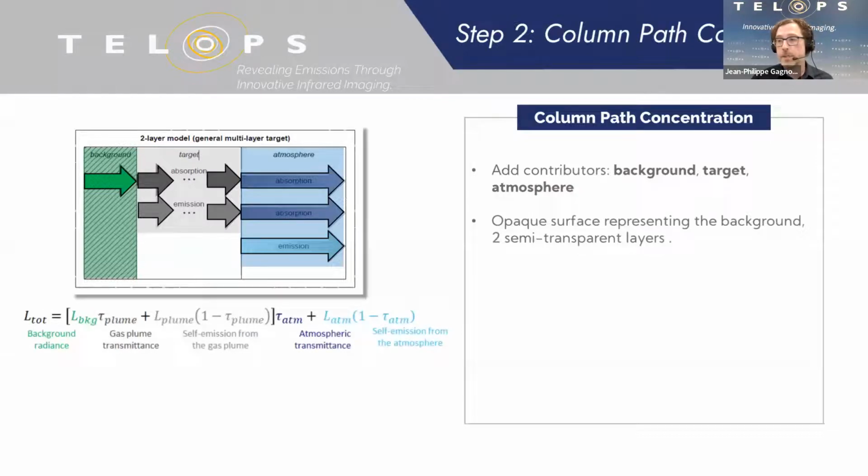And then we have this complicated, or not so complicated, equation that describes the scene. So basically, on the left-hand side, you have your radiance, the total radiance that the camera will see. If you add the contributions of the different layers, do the math, you end up with an equation that looks like that, summing all the different contributions.